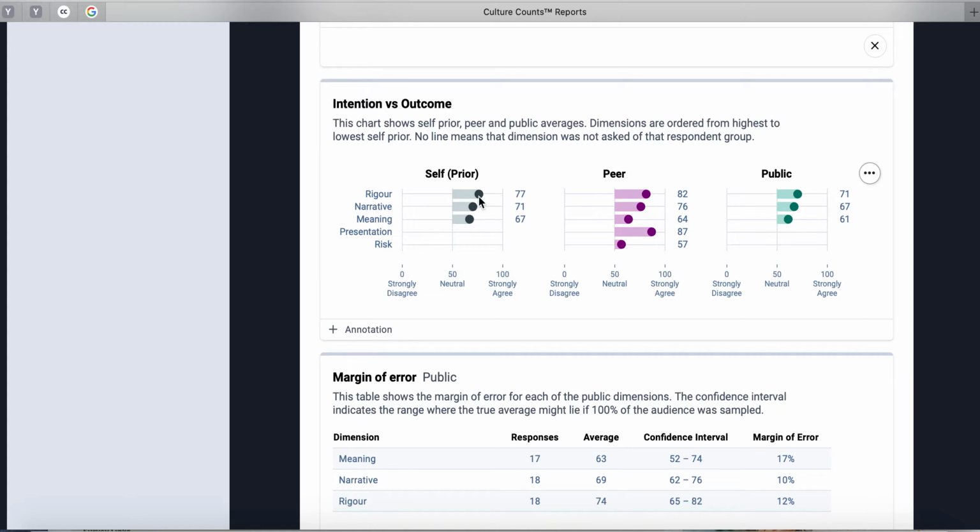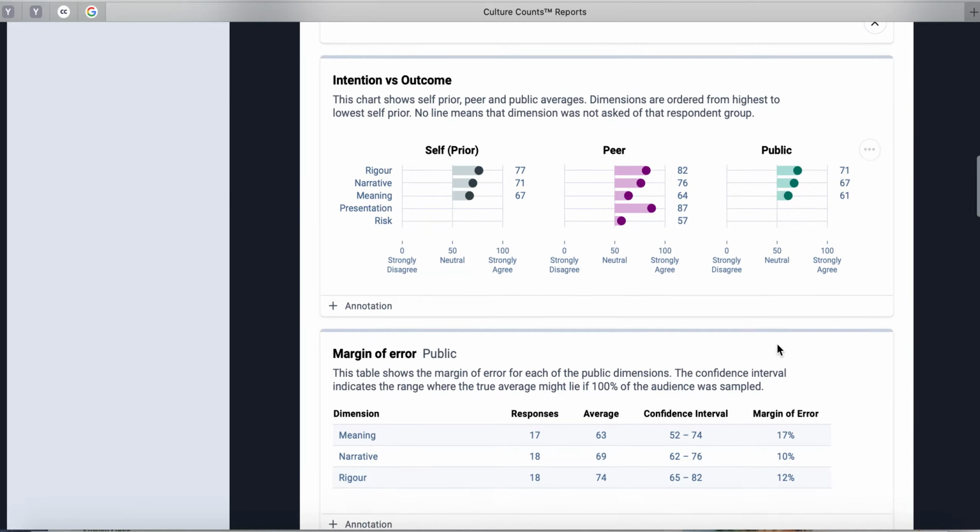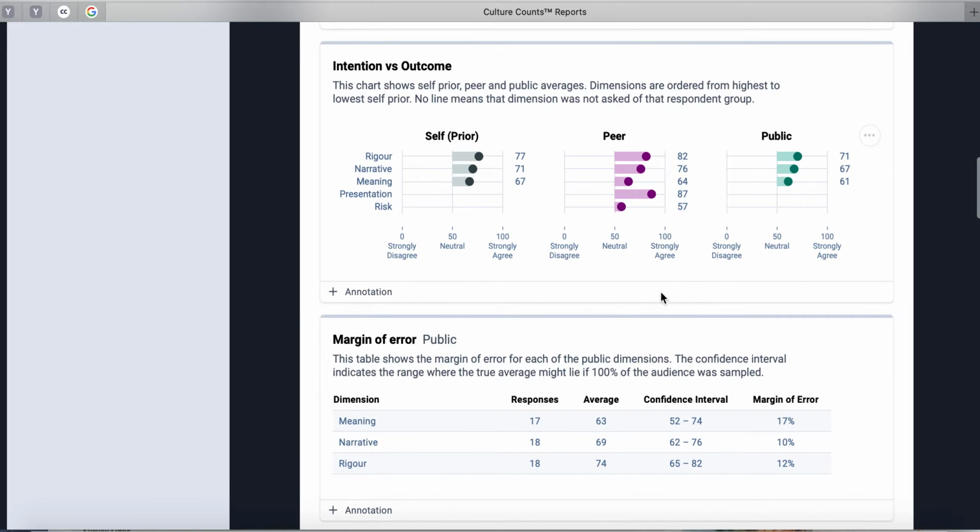You can really clearly see that the self-assessors thought rigour would be scoring at approximately 77. The peers actually scored it higher than that at 82, and members of the public scored it slightly lower at 71. And again, you can add some notes if you like.